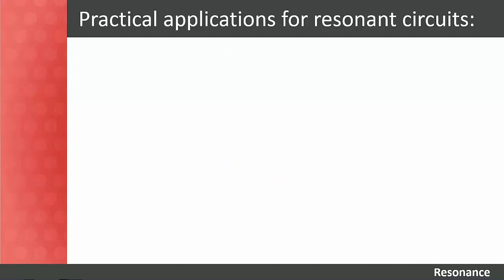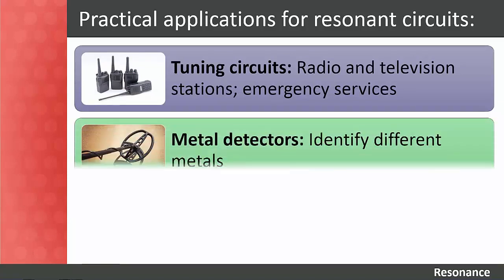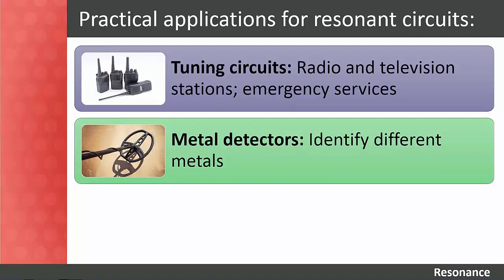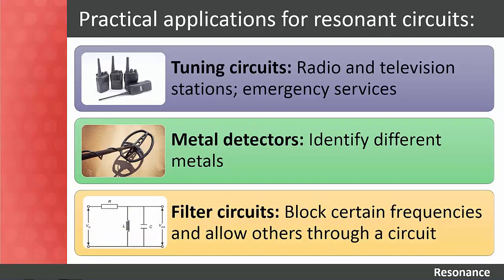Here are some practical applications for resonant circuits. Tuning circuits. Radio and television stations as well as other applications where a specific carrier frequency is needed such as emergency services use resonant circuits. Metal detectors. Every metal has its own resonant frequency. RLC circuits are used to identify such metals. Filter circuits. These circuits are used to block certain frequencies and allow others through a circuit.